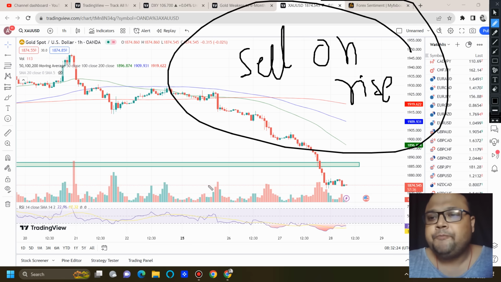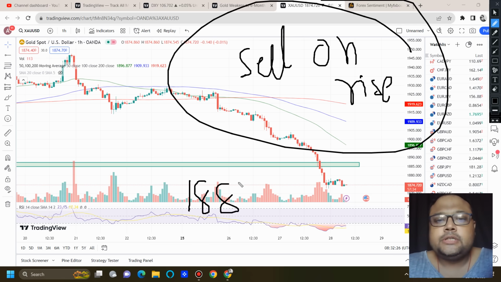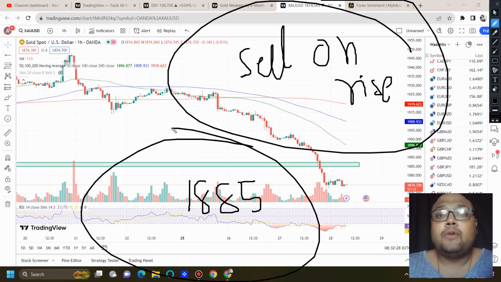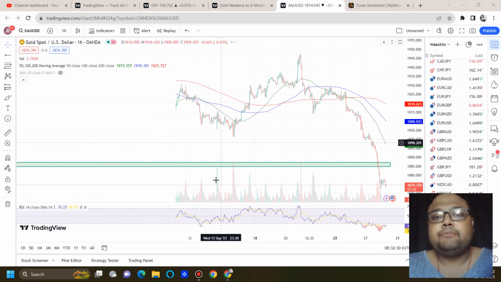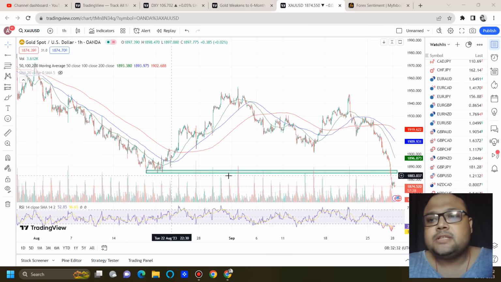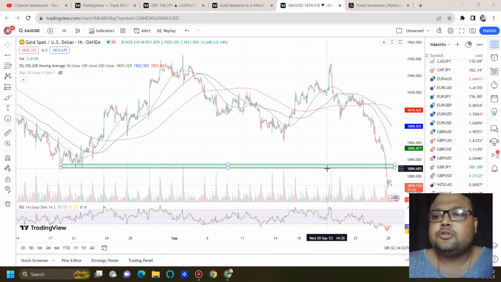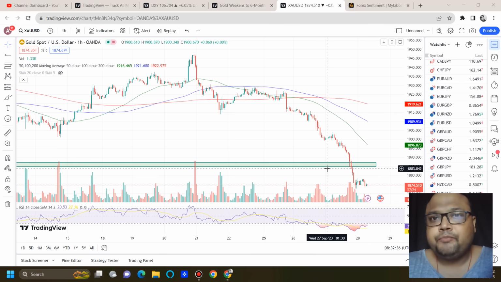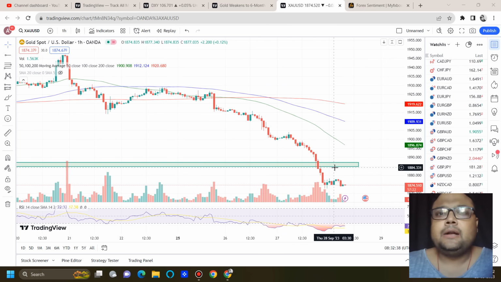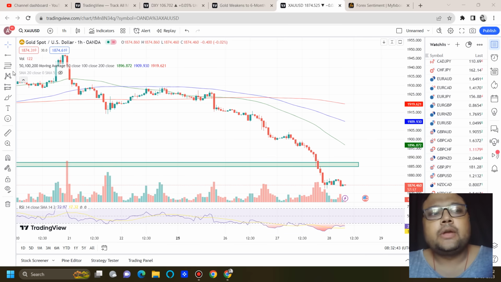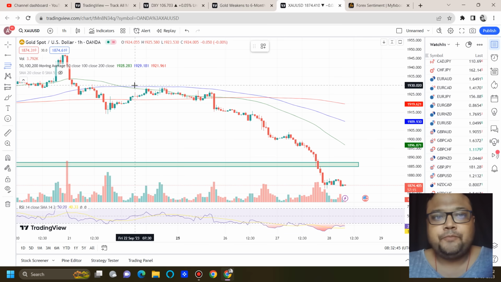So in this case, the next selling opportunity will be around 1885. Why? Because 1885 was the previous support, so the previous support will be acting as resistance here. During the day, if you see the market going up, observe the market around the 1885, 1886 level. If the market reverses, you need to click on the sell button.